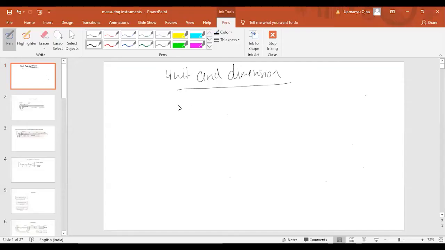Next topic, that is measuring instruments. In the NEET exam, only one question has been asked from the screw gauge, but we'll discuss the vernier caliper also. Maybe they may ask this problem also.